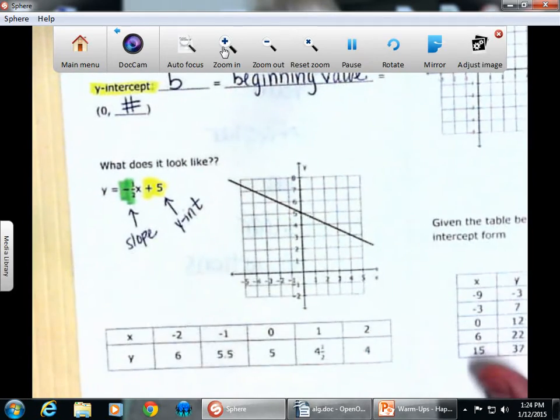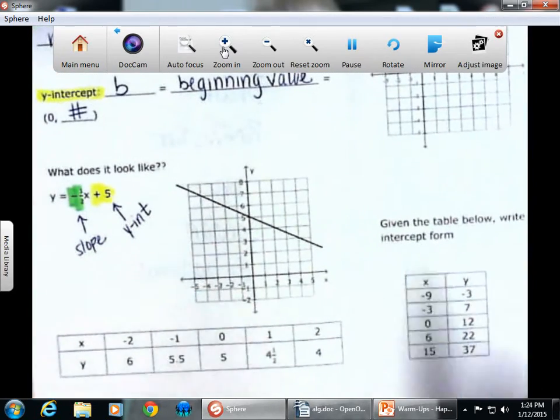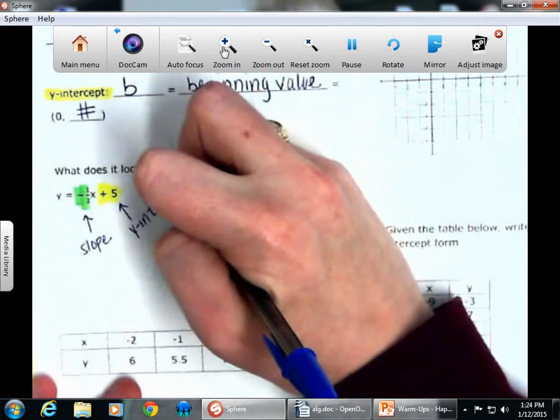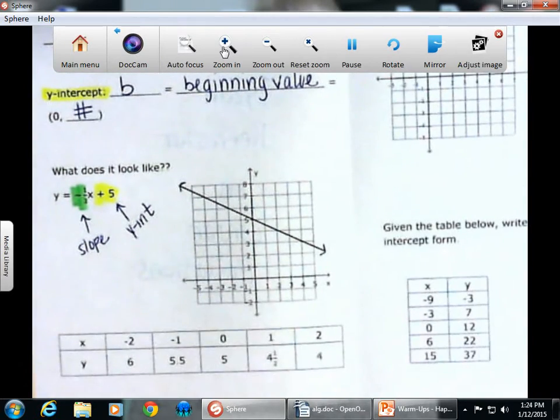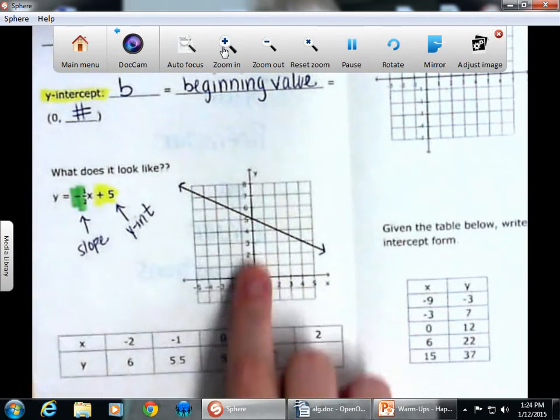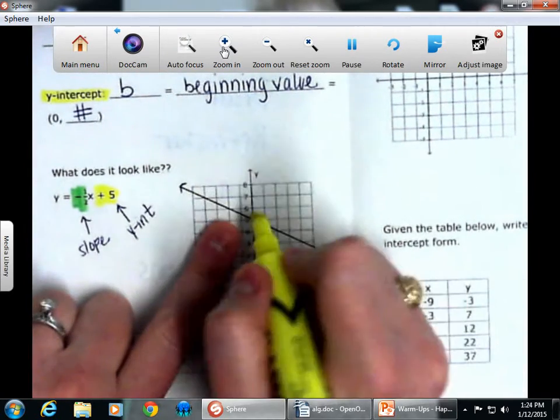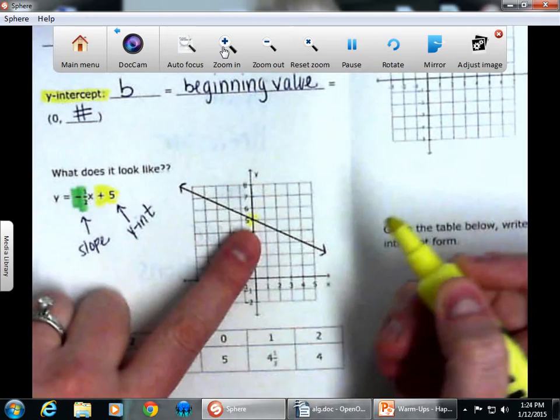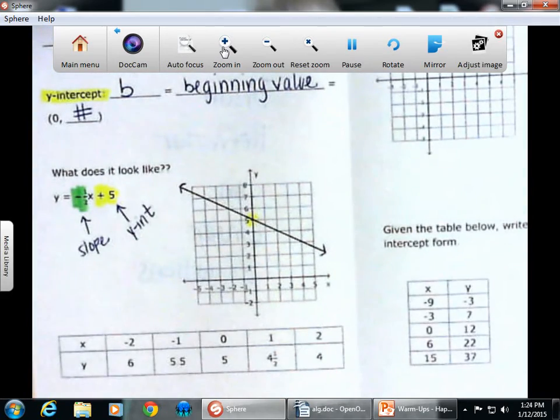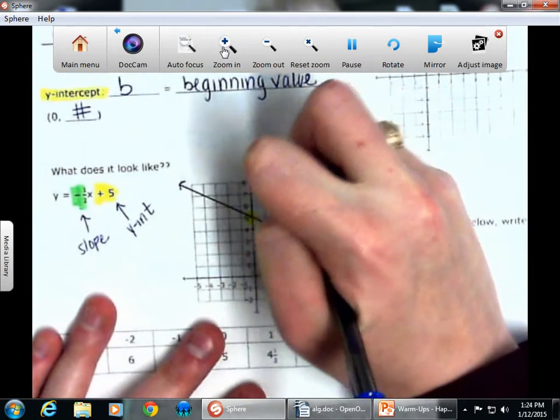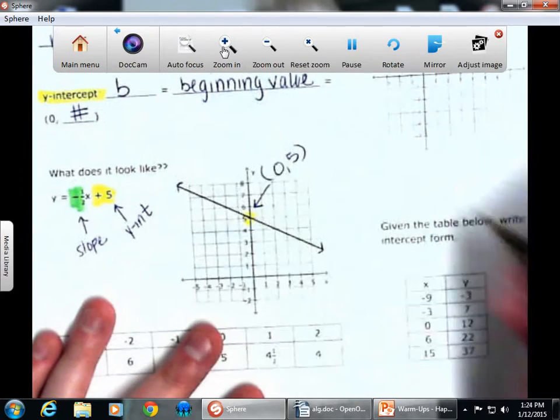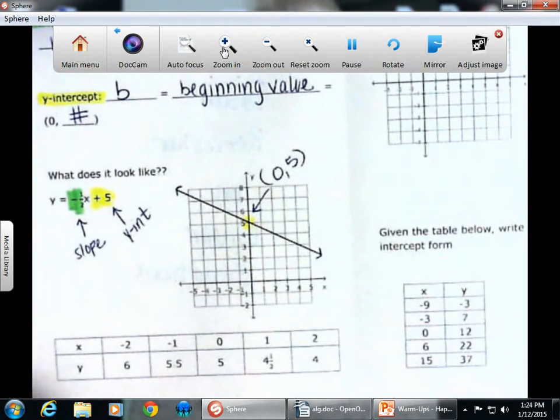So let's look at the graph. If your graph does not have arrows, will you go ahead and add them on there for me? Our y-intercept is where the line crosses the y-axis. So we're going to look at the y-axis right here. This is where the line crosses. So go ahead and take your yellow and make a point there. That's your y-intercept. That happens to be 0, 5. Okay? Then your slope is how does it go up or how does it go down.